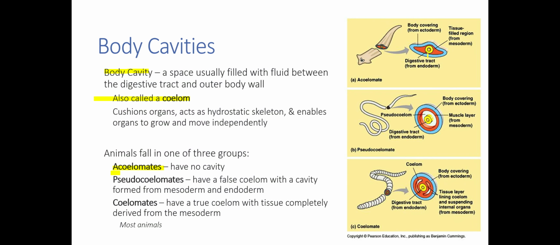There's no white space here. It's just your digestive tract. You have the middle layer, the mesoderm, and then you have the outer layer from the ectoderm. So there is no cavity or space in between the tissues.